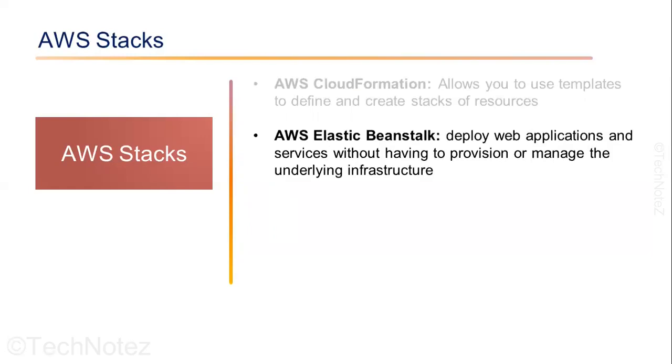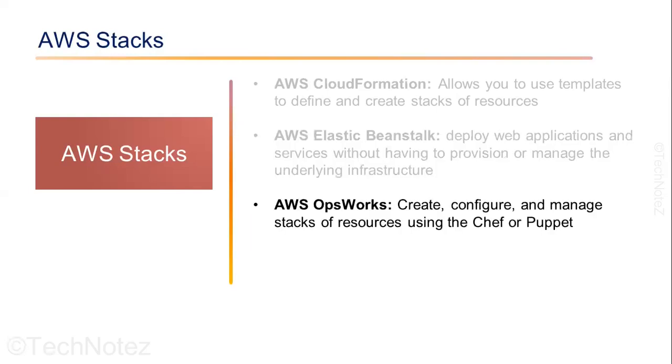resources for you. Beanstalk. This service allows you to deploy the web applications and services on AWS without having to provision or manage the underlying infrastructure. Beanstalk will automatically create and manage the resources needed to run your applications, such as EC2 instances and load balancers.